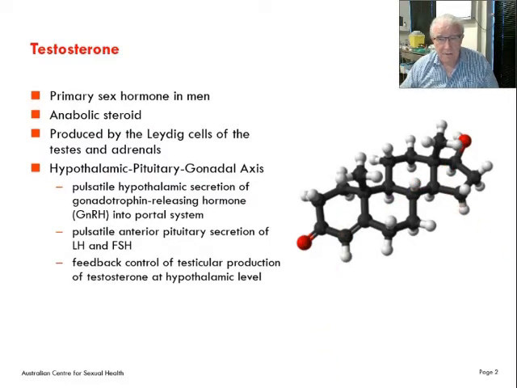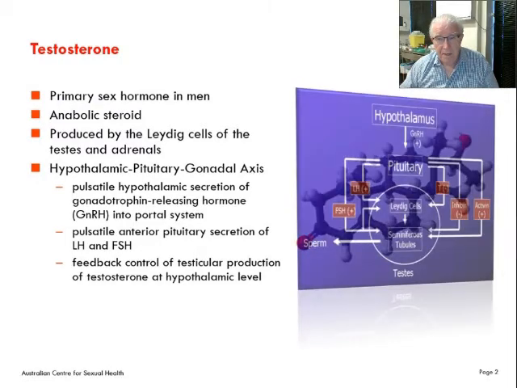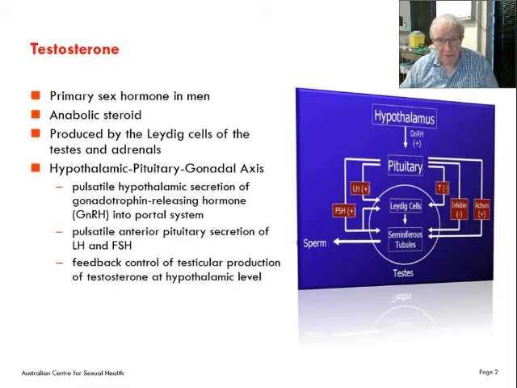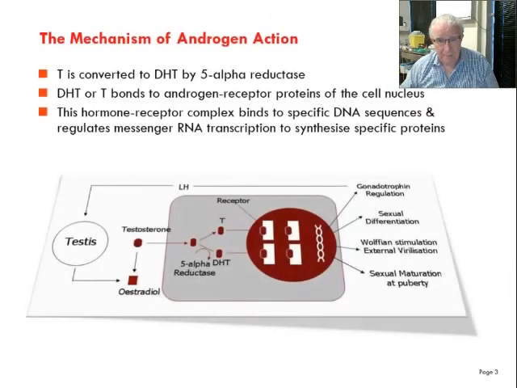It is the primary sex hormone in men. It is produced by the Leydig cells of the testis and to a much, much lesser extent the adrenal cortex. Its synthesis is regulated in a negative feedback control system by the hypothalamic pituitary gonadal axis and involves pulsatile secretion of gonadotrophin releasing hormone, GnRH, by the hypothalamus, and pulsatile secretion of both LH and FSH by the anterior pituitary.